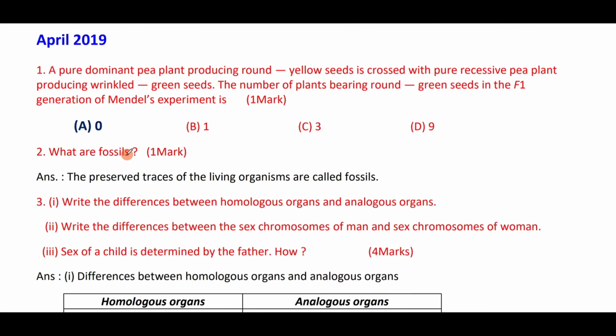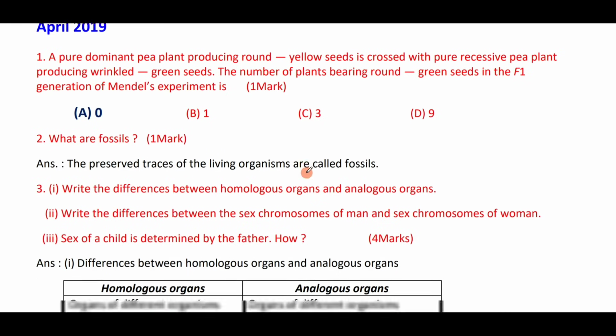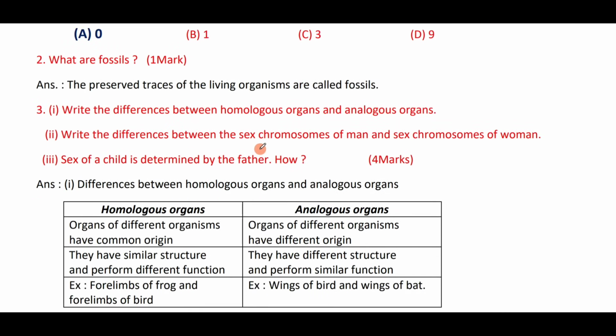What are fossils? The preserved traces of living organisms are called fossils. What is the difference between analogous and homologous organs? Difference between sex chromosomes of man and sex chromosomes of woman. The sex of the child is determined by the father. How?